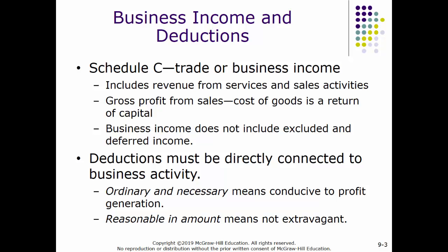Business income does not include any items that are excluded by Congress, as well as deferred income, because deferred income, by definition, will be delayed and reported in a later taxable year. In order for deductions to reduce the income, they have to be directly connected to a business activity. Code Section 162 of the Internal Revenue Code states that deductions must be both ordinary and necessary for the business to help generate a profit, and they must be reasonable in amount.